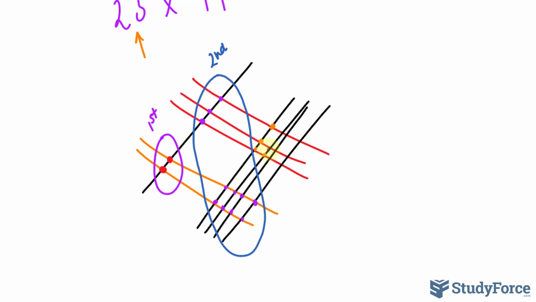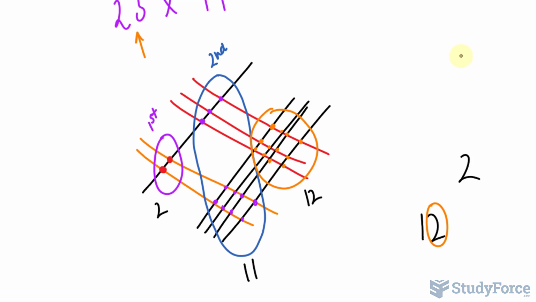So 1, 2, 3, 4, 5, 6, 7, 8, 9, 10, 11, 12. So here we have 12 intersections. Here we counted 11, and here we counted 2. So if we have 12 intersections here, 2 will represent the last digit of the product, leaving you with 1. That 1 gets added on to 11, which is 12. And we only take the first digit. So the first digit of 12 is 2.